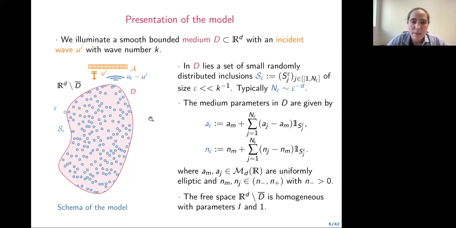The medium parameters in our domain D are given as such. We suppose that the background medium in pink here is homogeneous with parameters AM and AM. Each scatterer is homogeneous, but not necessarily the same as the other scatterers. We have classical assumptions on those parameters: uniform ellipticity, and N is bounded below and above by strictly positive constants. The free space here is also homogeneous with parameters identity and 1.